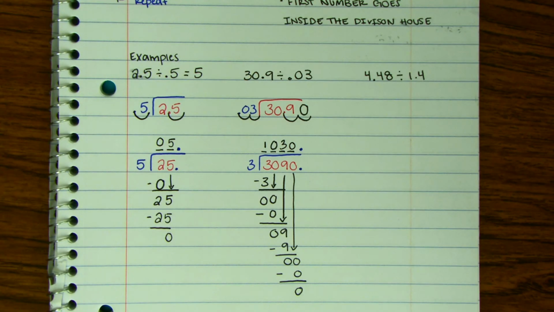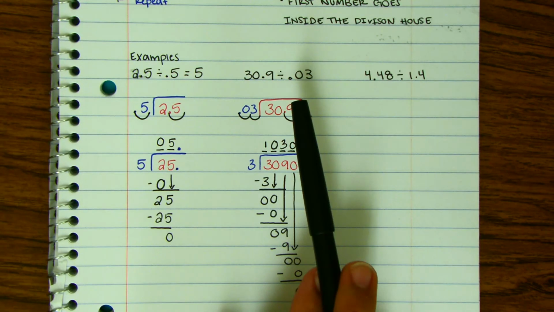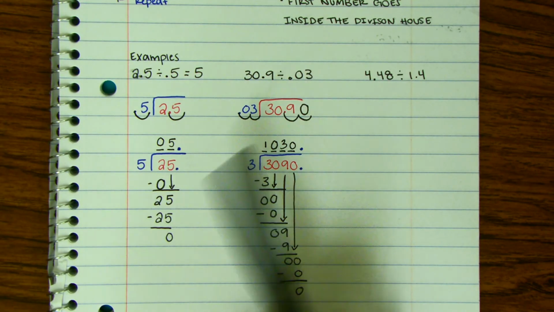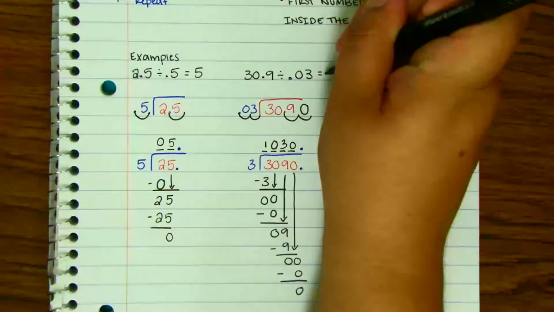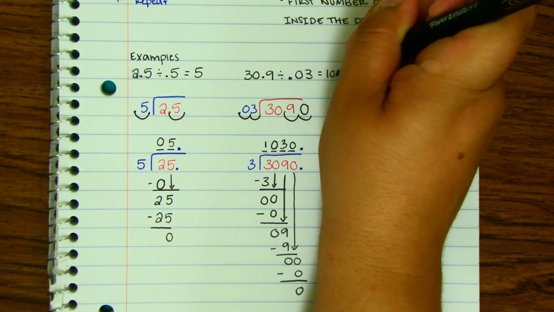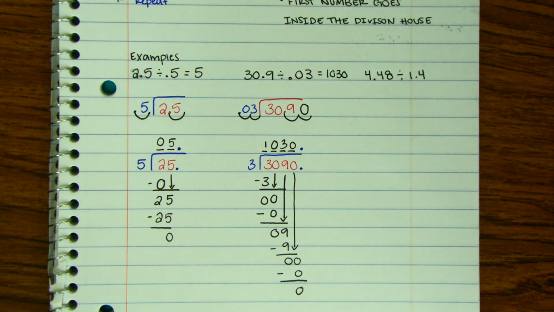So the answer of 3,090 divided by 3 is 1,030, which is the same as saying 30 and 9 tenths divided by 3 hundredths would be 1,030. Great job, guys. So we only have one more to go.